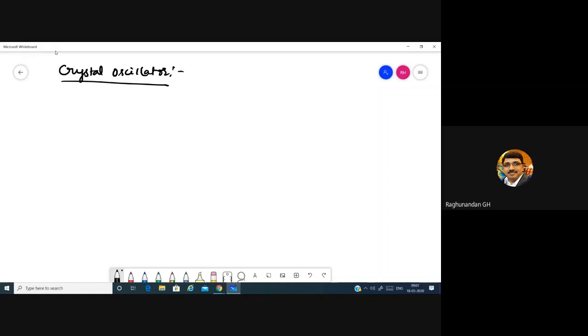Before going on to the actual crystal oscillator working, we have to first discuss some of the basic things about the crystal. Why the crystal oscillator has become so famous and highly used is because of its availability in nature. The crystal is naturally occurring, and we can also synthetically manufacture it, and it is going to exhibit an effect called the piezoelectric effect.